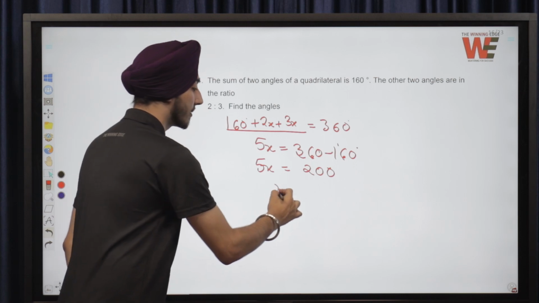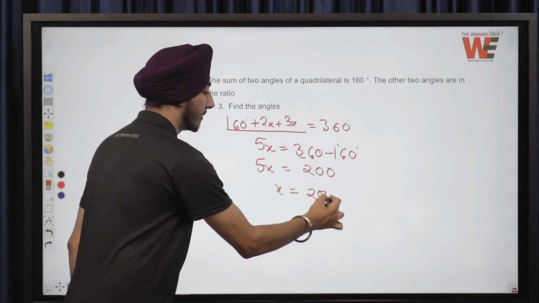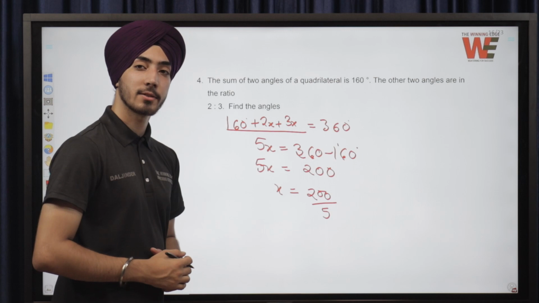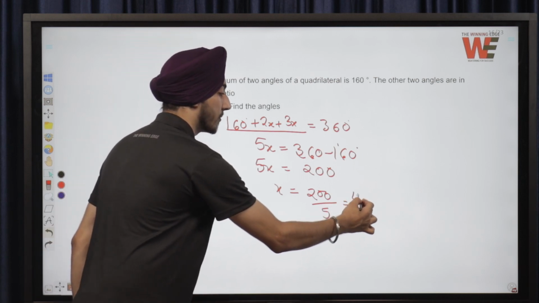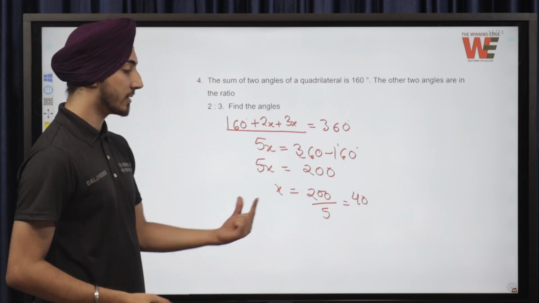Now what will be the value of x? Very easy. I know you also know. 200 by 5. 5 4s is 20. So 4 and 0 copy. So 40 degree is the value of x.